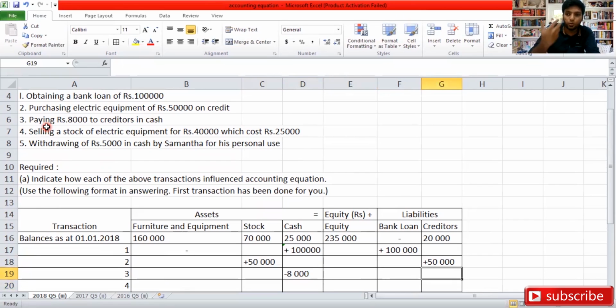And also, for whom you are paying the money, you are paying for creditors. So creditors value is going down. You don't want to pay the same 8,000 now because you have already paid it. So we have decreased that also.